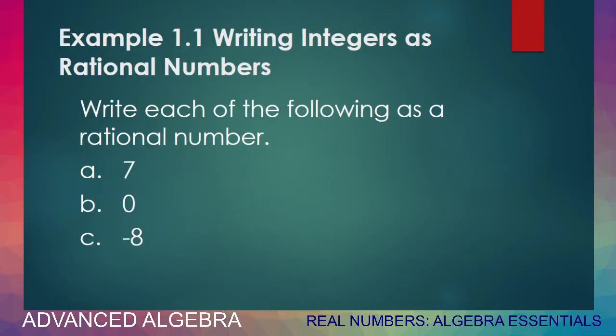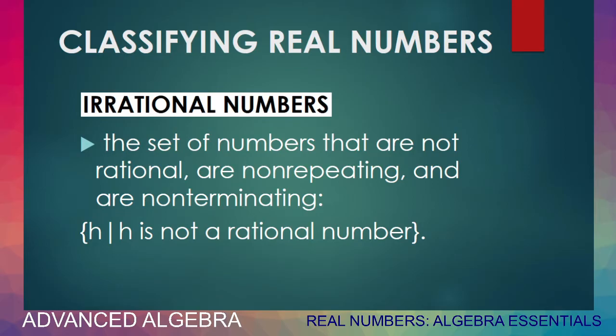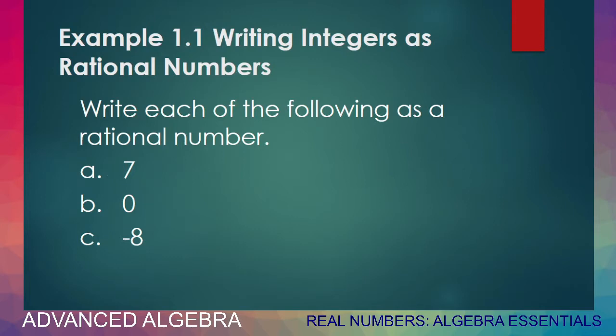Okay, so tumungo tayo sa, bibigyan ko kayo ng example mamaya ng irrational number. So mag-proceed tayo sa examples ng real numbers. Okay. So example 1.1, writing integers as rational numbers. So write each of the following as a rational number. So paano ba natin siya isusulat as rational number based dito sa example? So sabi ko sa inyo kanina, kapag sinusulat natin si whole number or si natural number into rational number, ang gagawin lang natin is lalagyan lang natin siya ng over 1 sa kanyang denominator. Okay?